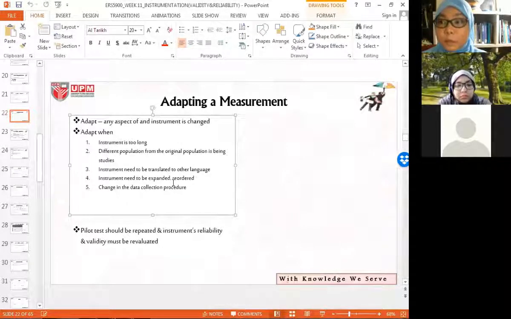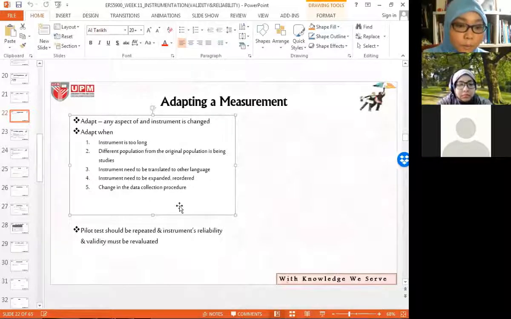So for those who do quantitative research and those who do qualitative research as well, you need to familiarize yourself with these terms. Even though you are not using any instrument, in the future we might not know. If let's say you want to conduct your quantitative study, at least you know the differences between adapt and adopt.